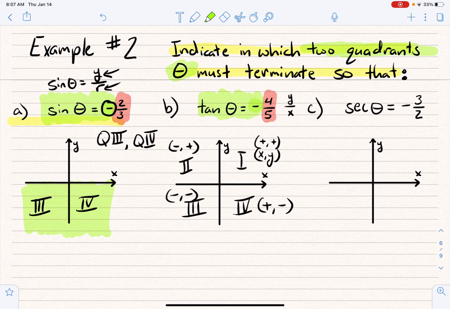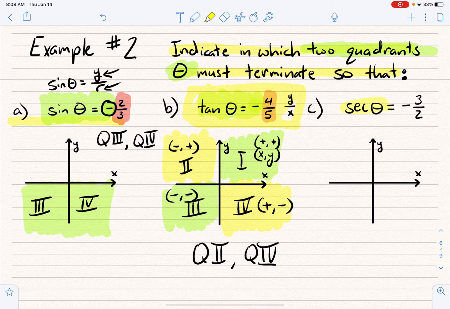So in this quadrant, everything's positive. In this quadrant, everything's positive. If we're looking for tangent theta to be negative, then we want this quadrant and this quadrant down here. And what quadrants are those? That's quadrant 2 and quadrant 4. So tangent and cotangent are probably going to be your trickiest ones. All right, let's take a look at this last one.